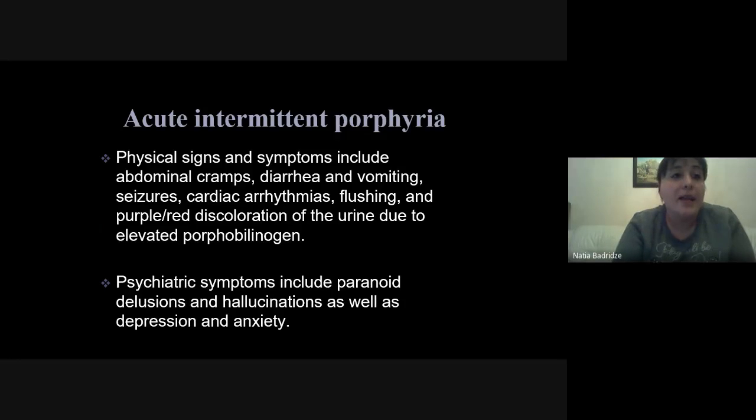So here we might have a problem in differentiating between acute intermittent porphyria and schizophrenia, especially the paranoid type of schizophrenia. The psychiatric symptoms of acute intermittent porphyria are similar to paranoid schizophrenia. So of course, first of all, we have to exclude this disorder to then differentiate whether this is acute intermittent porphyria or schizophrenia.